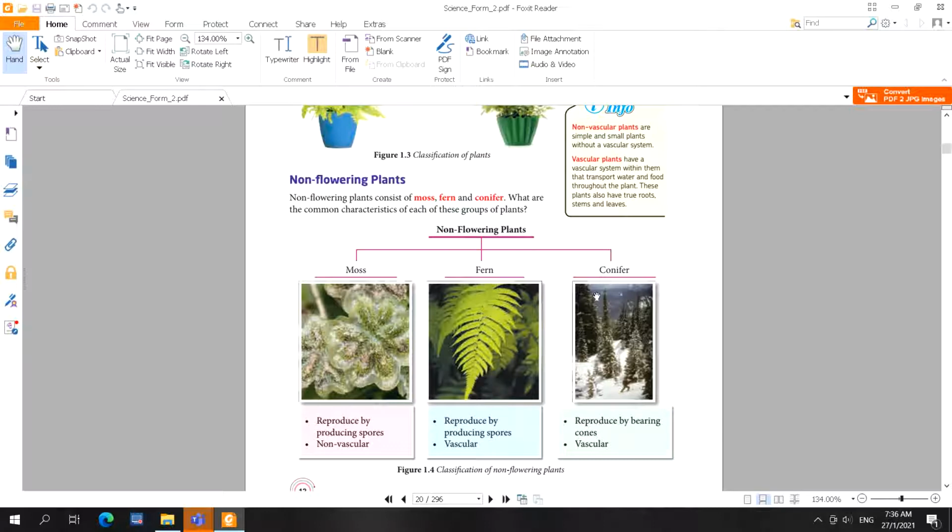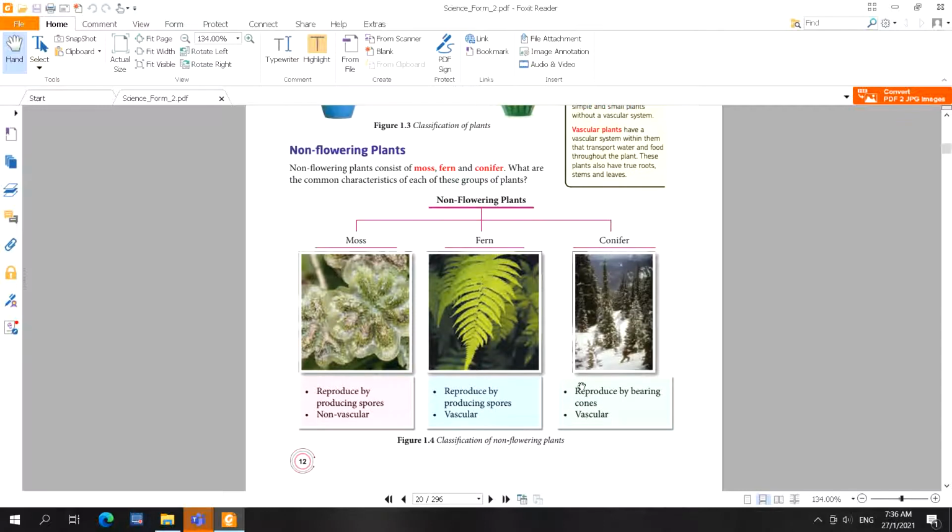photosynthesis products. The last one is conifer. Conifers reproduce by bearing cones. It's also vascular, that means it has roots, stems and leaf. An example of conifer you can find at our school, near the main hall. You can see it has a hard shape, the cone. That one we call cones.